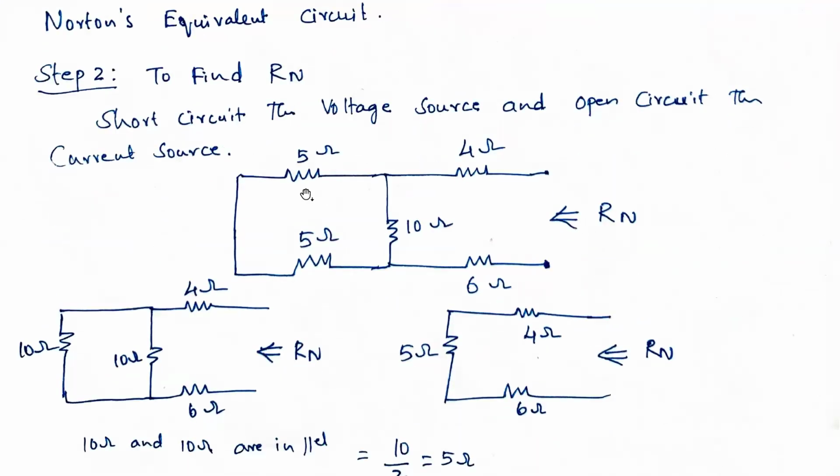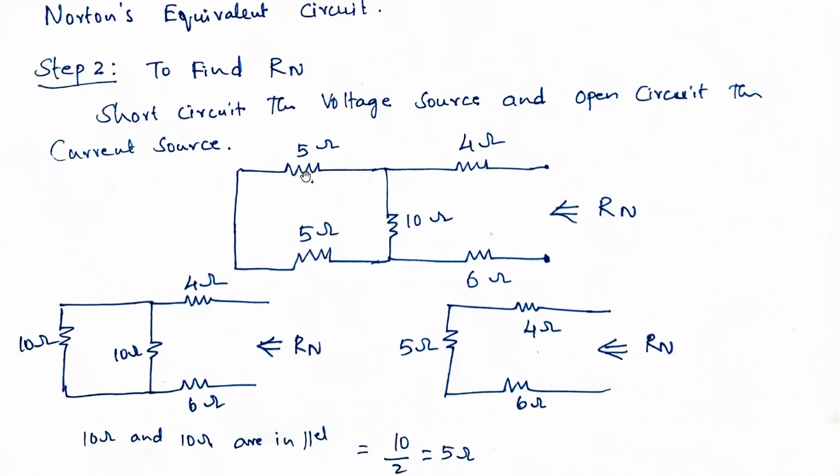Now this 5 ohms and 5 ohms, are they in series or parallel? It is in series. So these two in series means this is 10 ohms. So 10 and 10 ohms, and 4 ohms and 6 ohms. Now 10 and 10 ohms are in parallel. Two resistances in parallel means the resultant is that resistance divided by 2. So 10 divided by 2 is 5 ohms. So 5 ohms, here 4 ohms and 6 ohms.